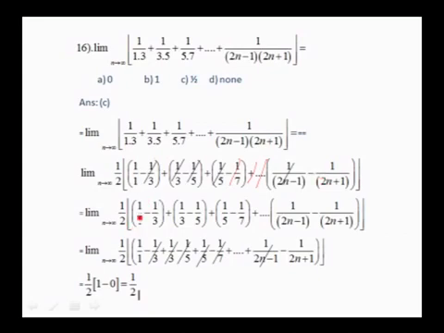So 1 by 1 minus 1 over 2n plus 1 remains here. So that will be 1 minus 0, as n tends to infinity this becomes 0. So 1 minus 0. Half into 1 minus 0, that means half is the answer. So answer is C. Option C is the answer.